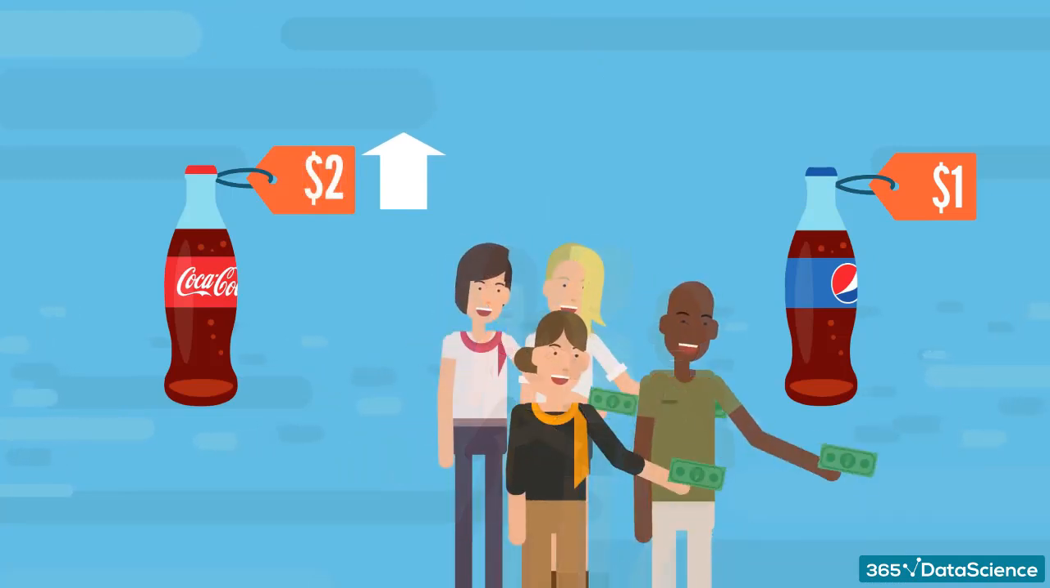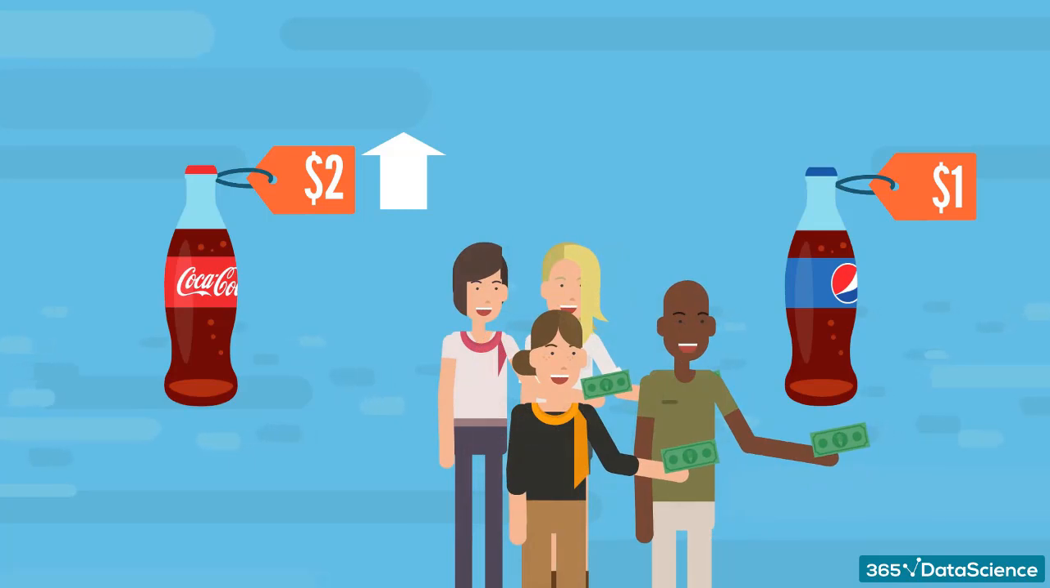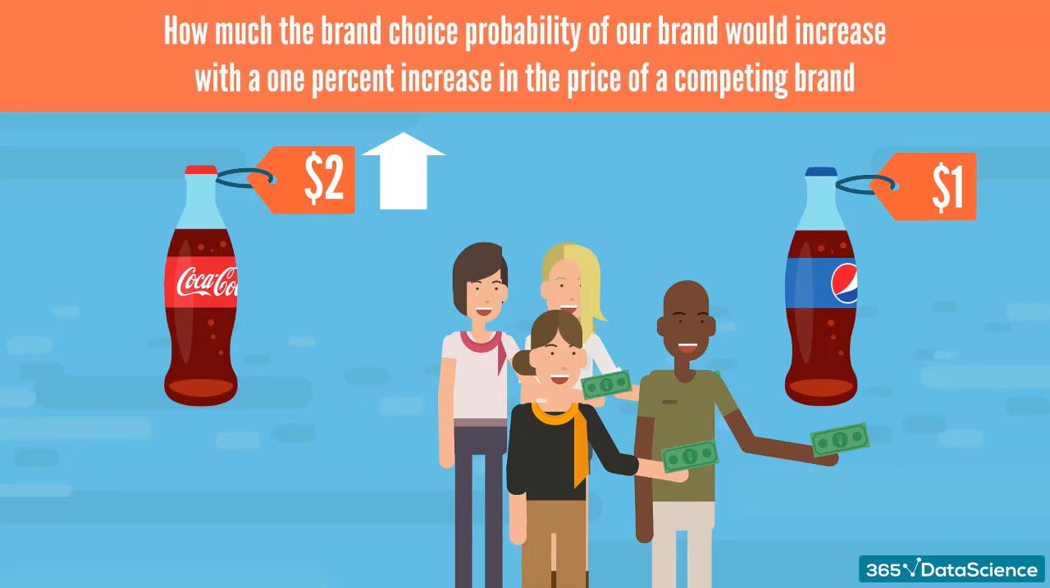Accordingly, if another brand increases its unit price, the brand choice probability of the brand of interest would increase. This is precisely the Coca-Cola Pepsi example we started with. Such elasticity calculations will show us how much the brand choice probability of our brand would increase with a 1% increase in the price of a competing brand. Nice skill to have, isn't it? We'll learn how to do that and even more.